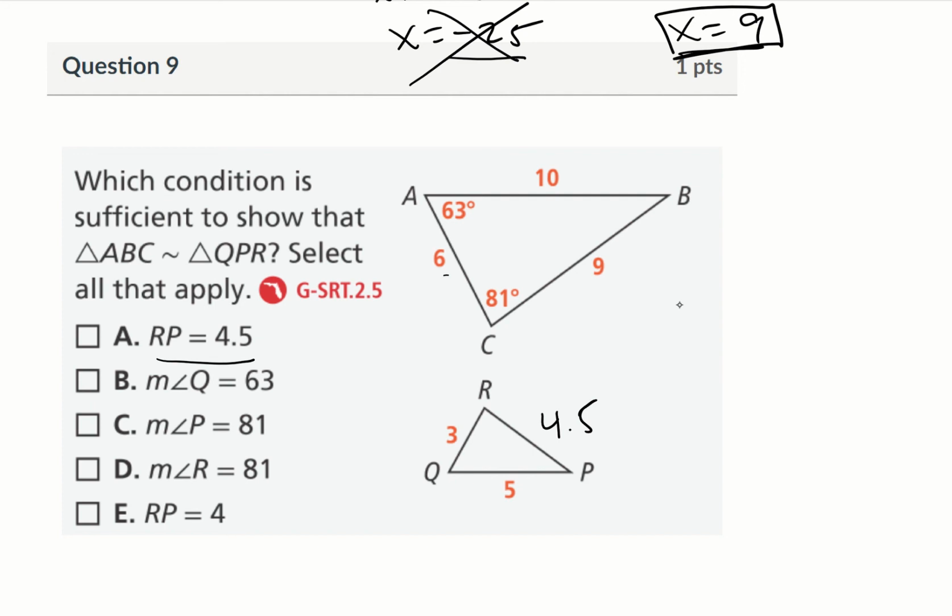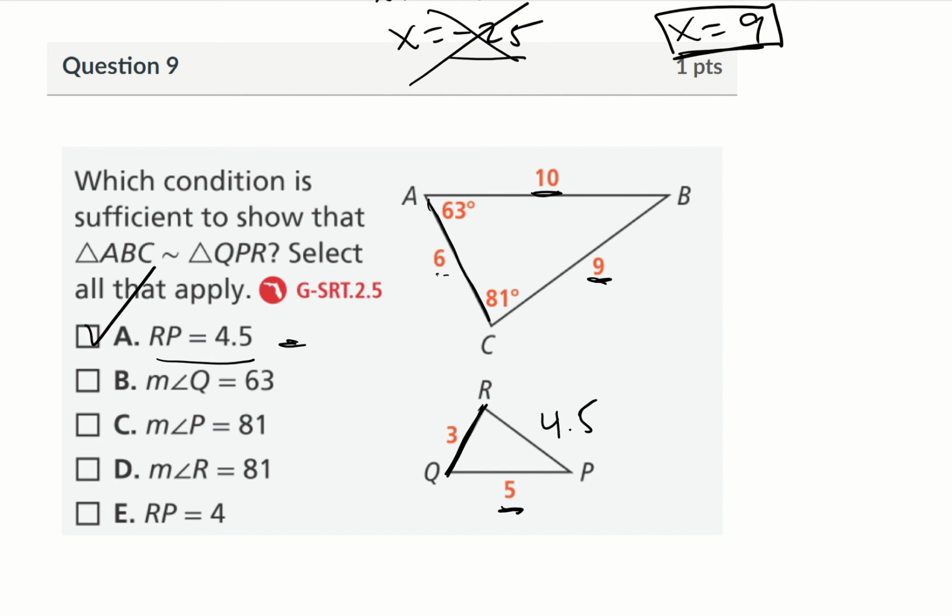So we know that this side looks like it corresponds to this side. So 6 divided by 3 is 2. And then we can see that 10 divided by 5 is 2, and then 9 divided by 4.5 is 2. So we could definitely use this in order to determine that they're similar. So therefore we'll check that answer. And let's look at the next one.